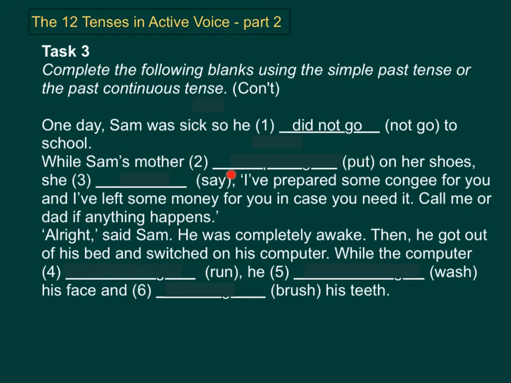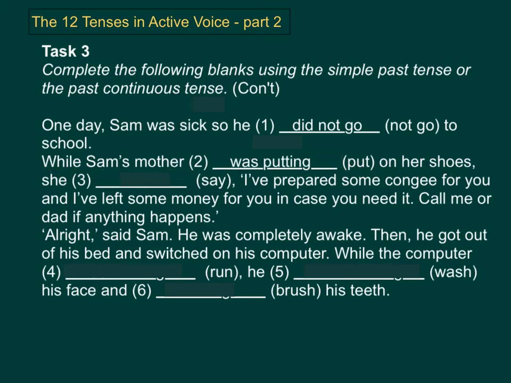"While Sam's mother ___ on her shoes." In this sentence, the word "while" tells us that this is an ongoing action. And given that this exercise is to be completed in simple past tense or past continuous tense, we know that we must use past continuous tense to describe an action that was happening in the past. Therefore, we can say, while Sam's mother was putting on her shoes.